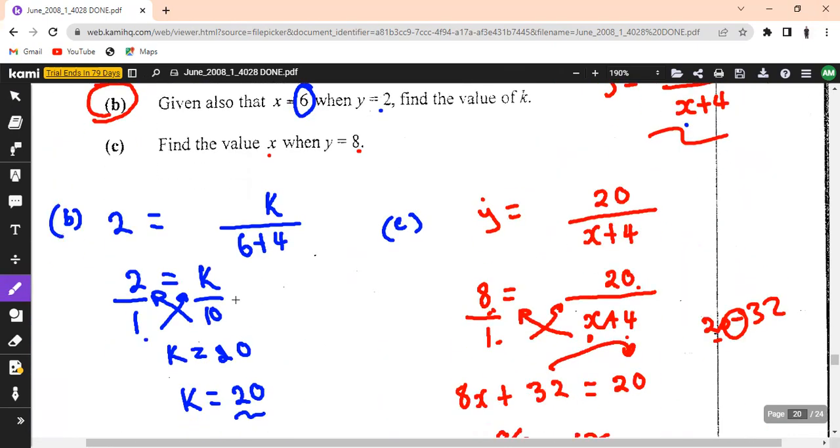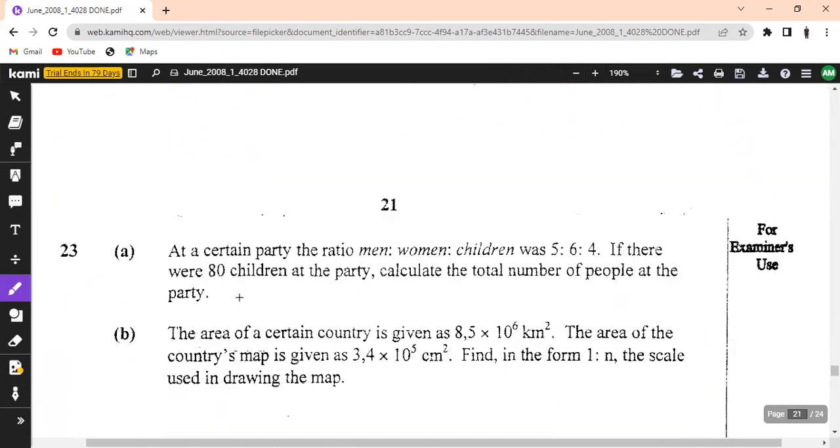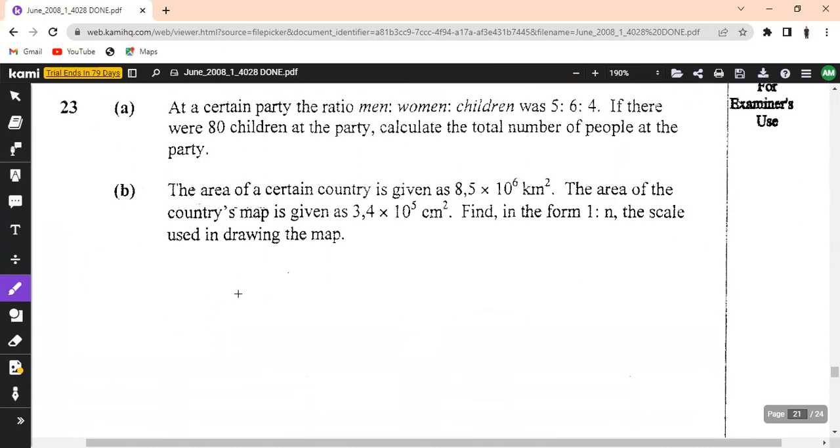Okay, so that is what you are given. Let's see the other part. 23, at a certain party the ratio of men to women to children is 5 to 6, that is what we're given. If there are 80 children at the party, calculate the total number of people that are at the party. So here we are given the ratio, so you have to add because you need the total. So if you add, that's 6 plus 4, that's 10, plus 5, which is 15.